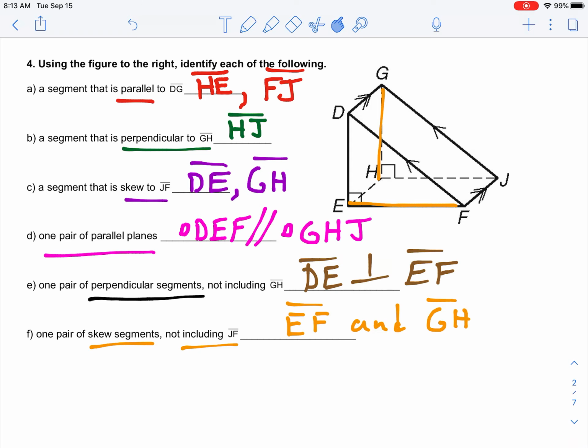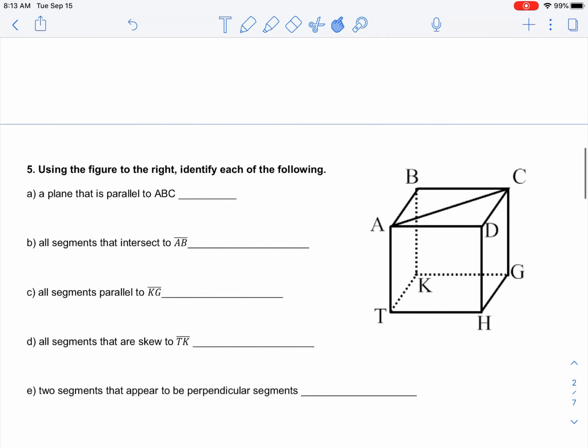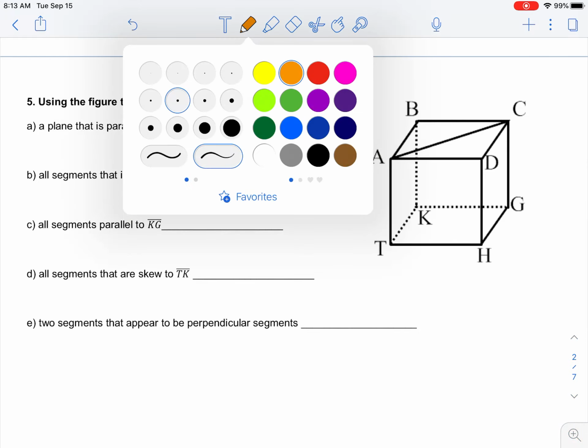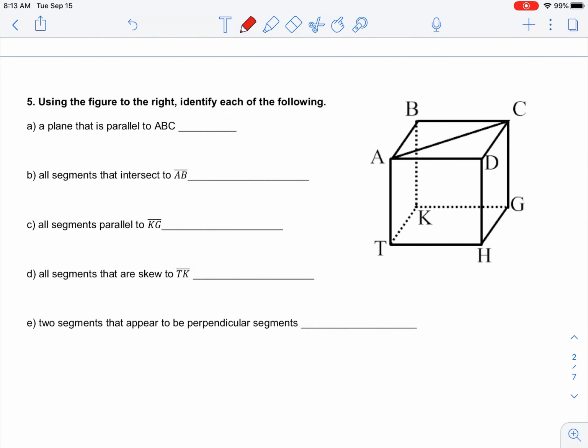All right, those are the big first three terms. Let's go through a little more practice with it and some more examples to make sure you're good. Name a plane parallel to ABC. Well, if I want to go parallel to that, I can go with plane TKG.